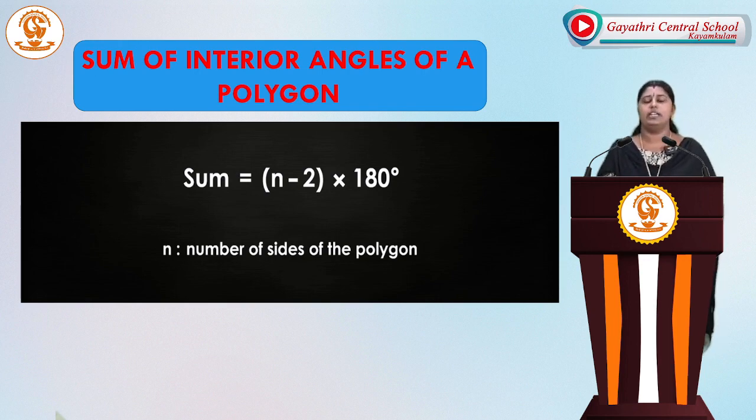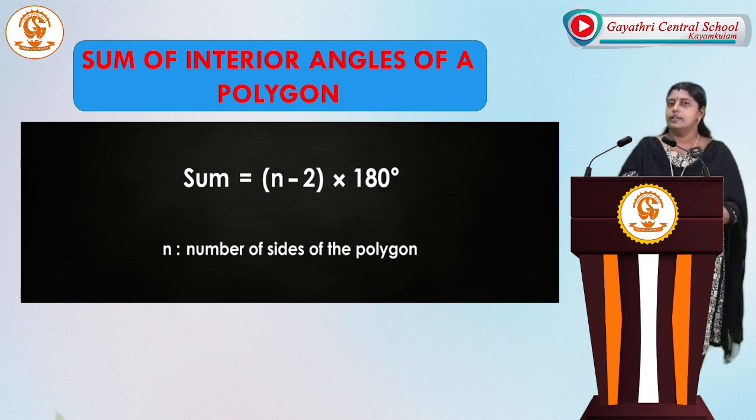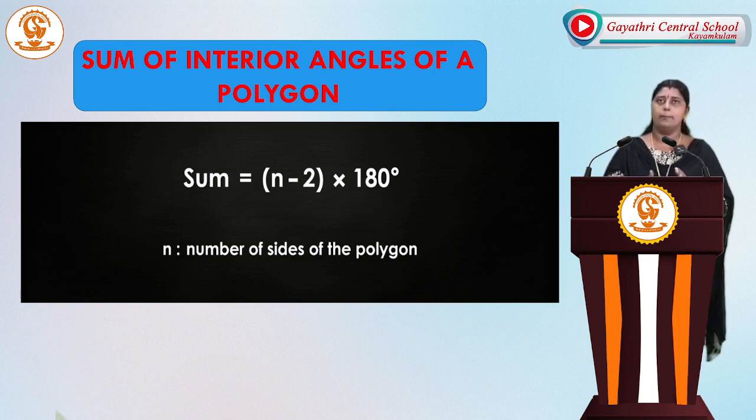Yes, very good. It is n minus 2 into 180 because we know that in a triangle there are 3 sides and the sum of interior angles is 3 minus 2 into 180, that is 1 into 180. And in a quadrilateral there are 4 sides, so 4 minus 2 into 180. We already discussed it. So in a polygon with n sides, the sum is n minus 2 into 180 degrees, where n is the number of sides of the polygon.